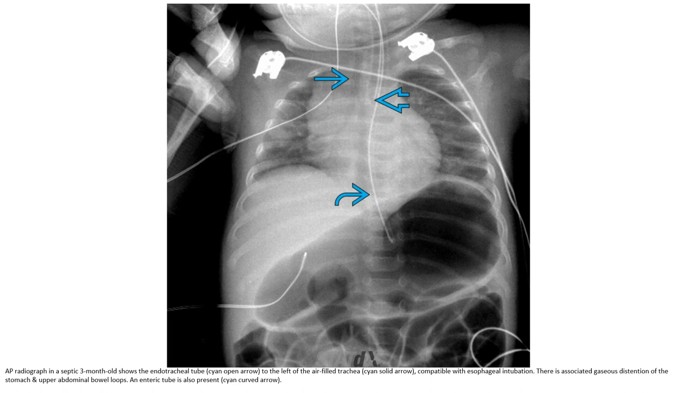AP radiograph in a septic patient shows the endotracheal tube to the left of the airway trachea, compatible with esophageal intubation. There is associated gaseous distension of the stomach and the upper abdominal bowel loops. The enteric tube is also present.